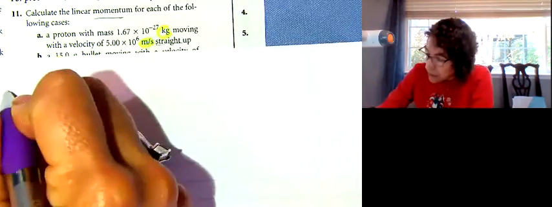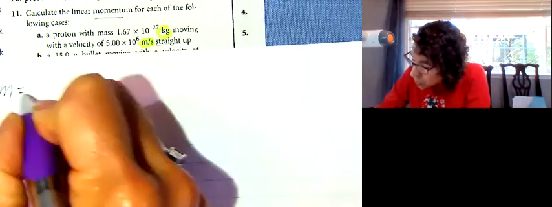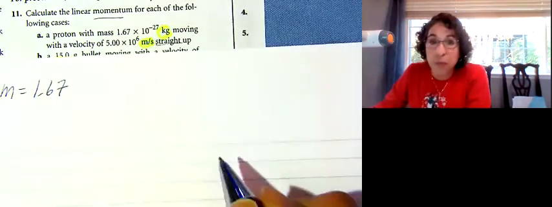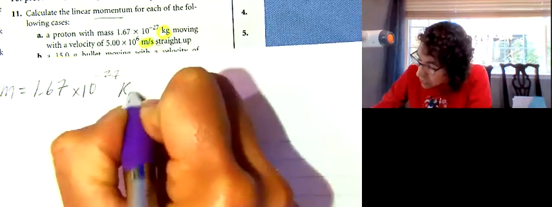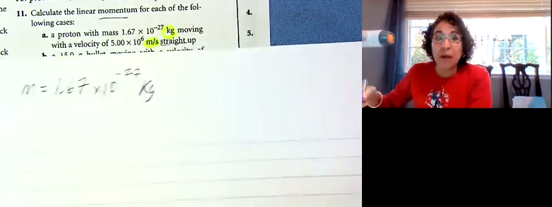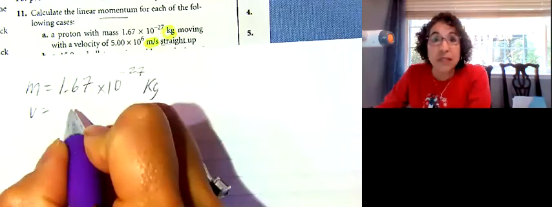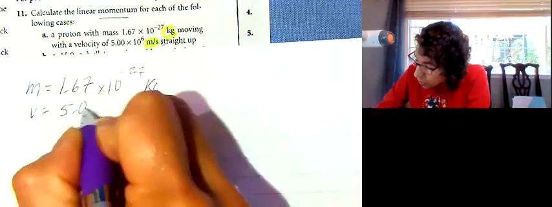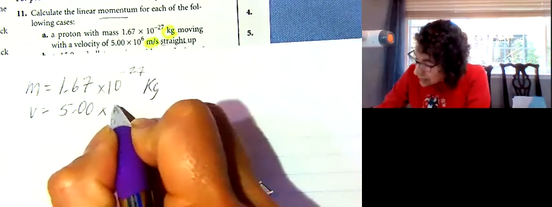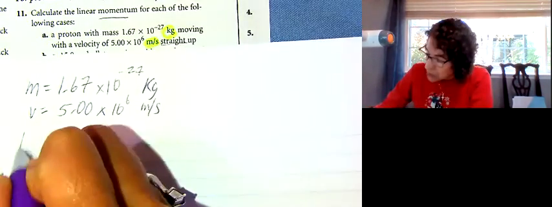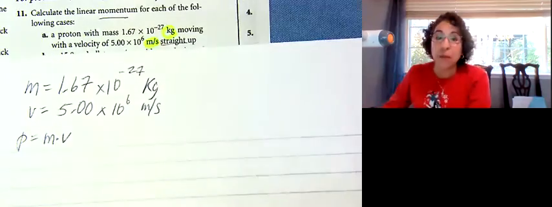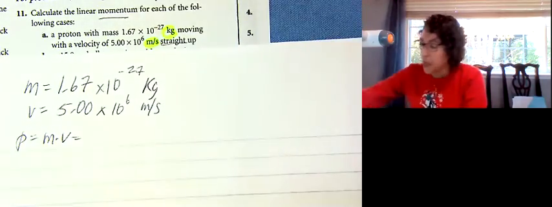I've got the mass equal to 1.67, a proton, times 10 to the negative 27 kilograms. And my velocity here is 5.00 times 10 to the 6 meters per second. They want to know what the momentum is. Well, momentum is just mass times velocity, so I'm just going to multiply those two.